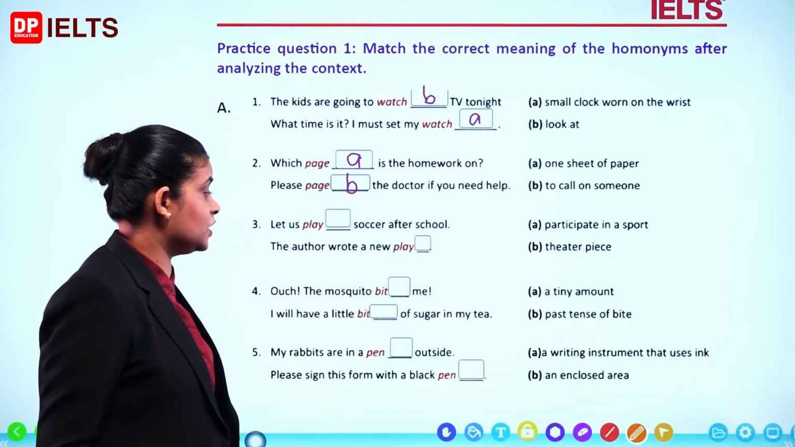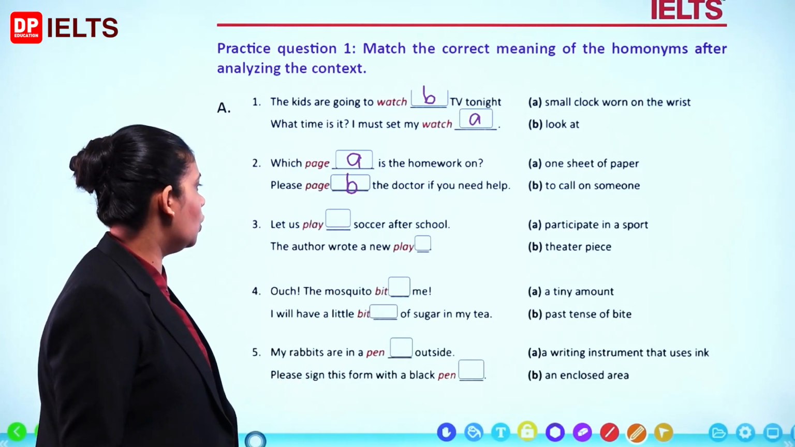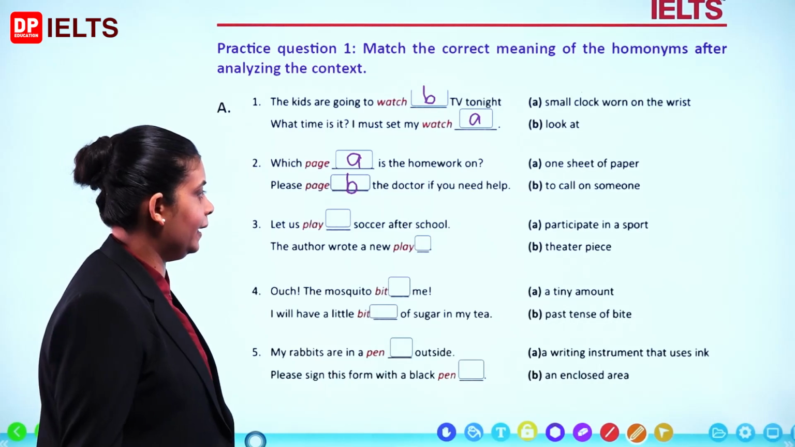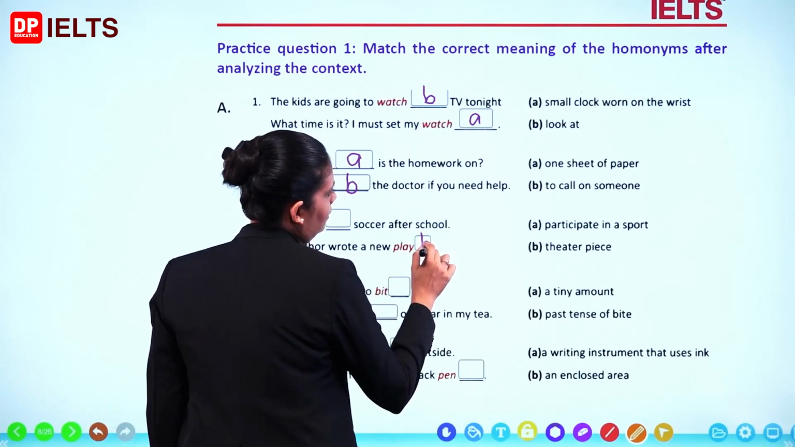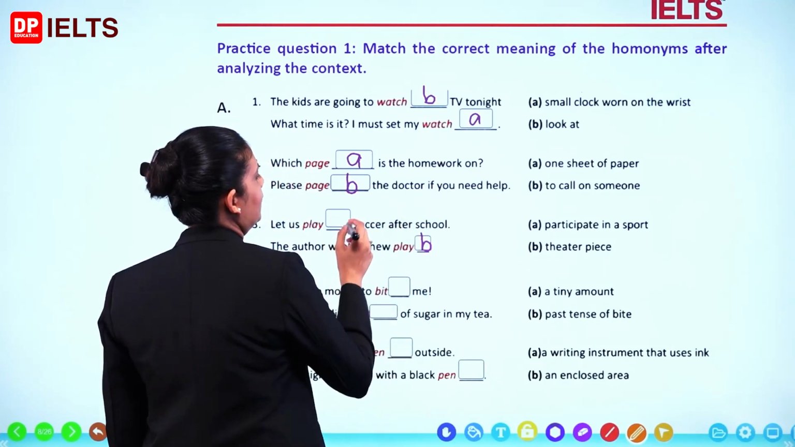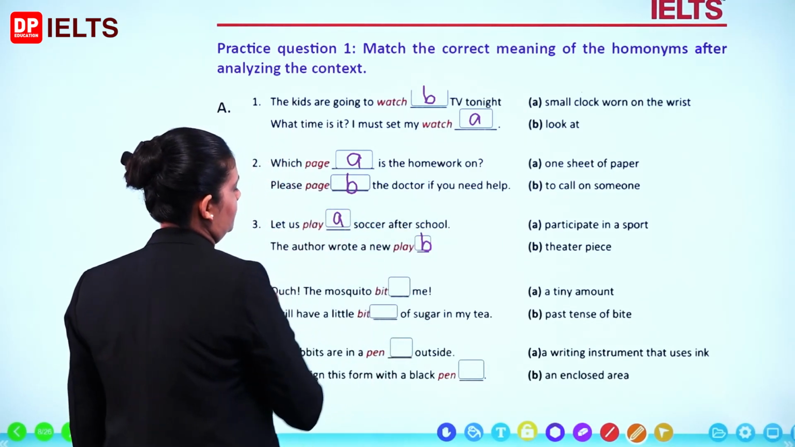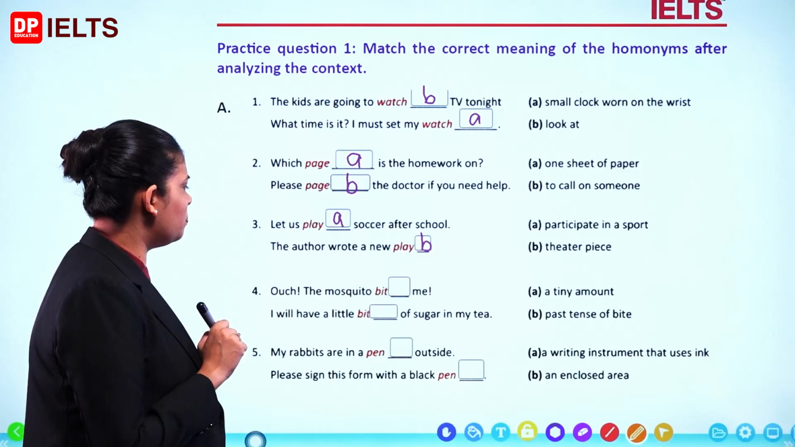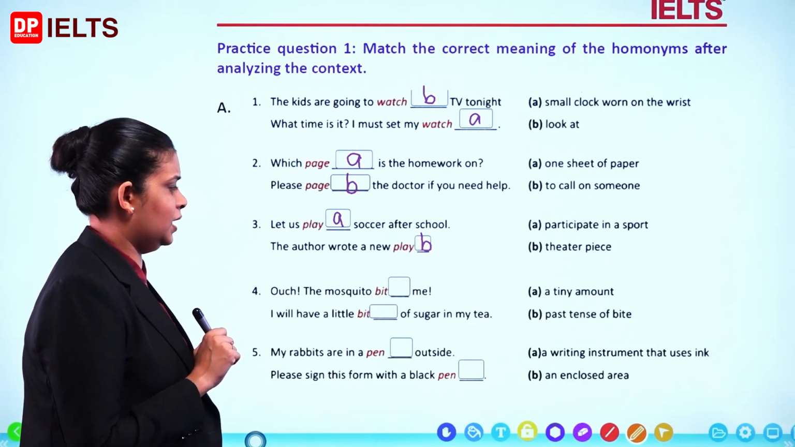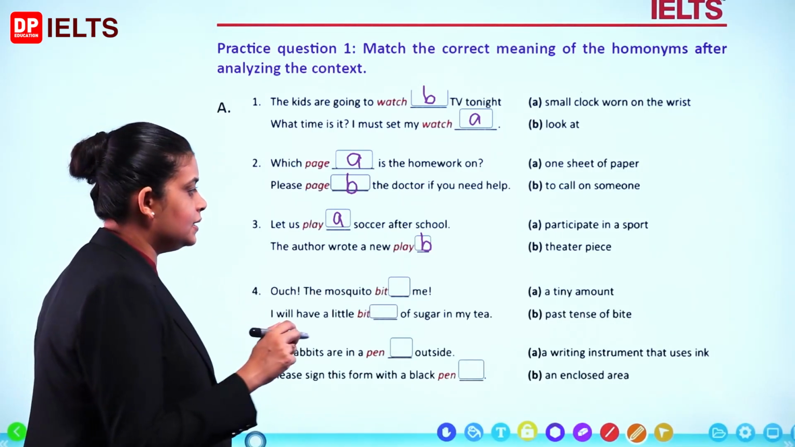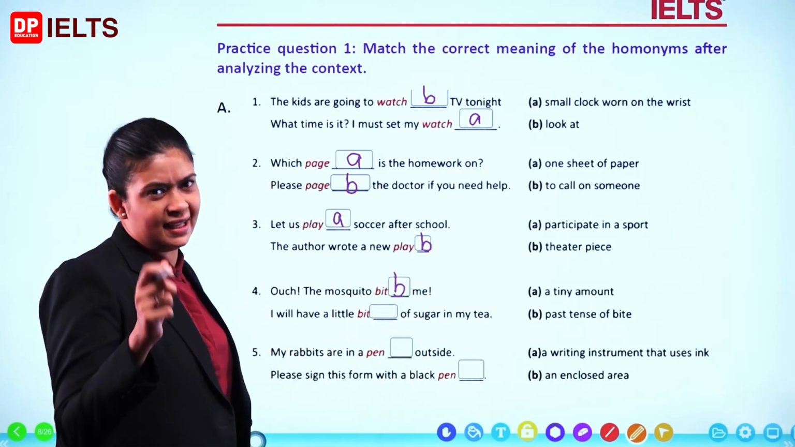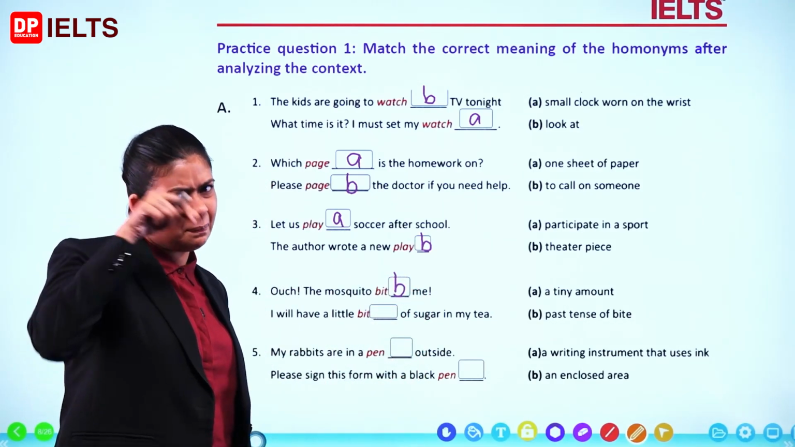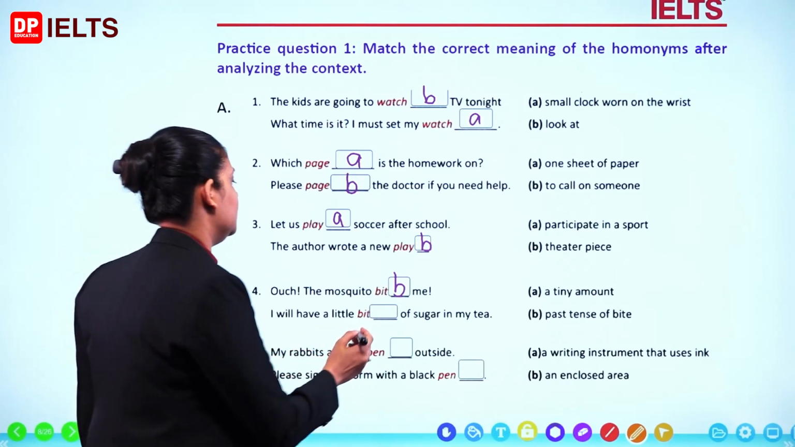Let us play soccer after school. The author wrote a new play. A new play here is a theatre piece, right? And here play is a particular sport. Ouch, the mosquito bit me, right? Past tense of bite is bit here. I will have a little bit of sugar. Just a bit, please, right? Tiny amount.